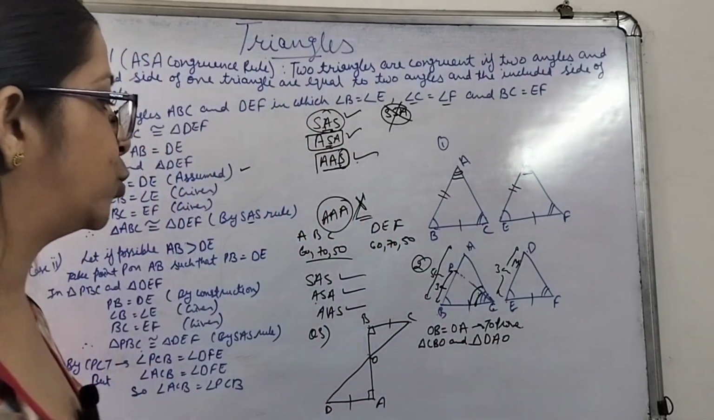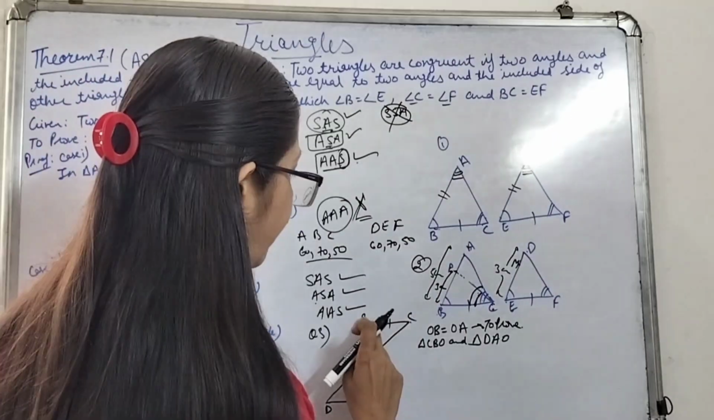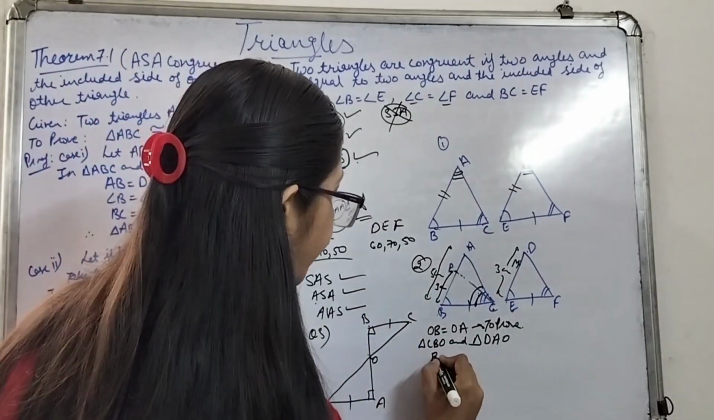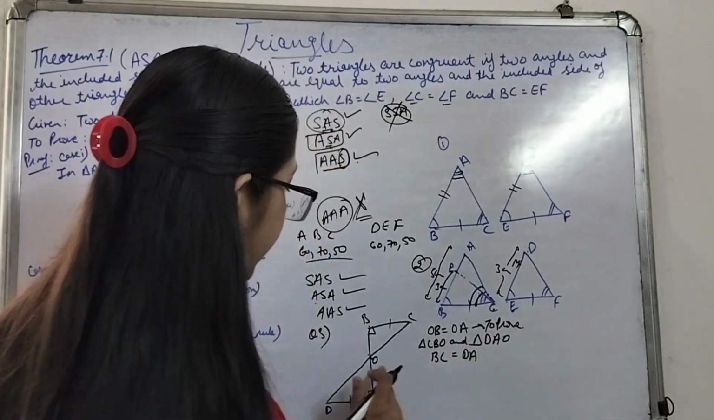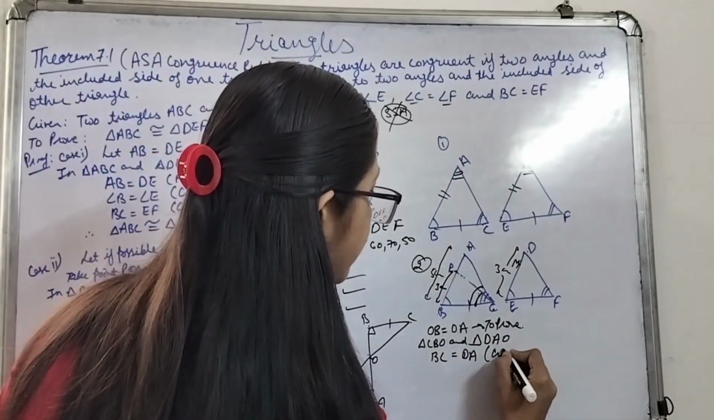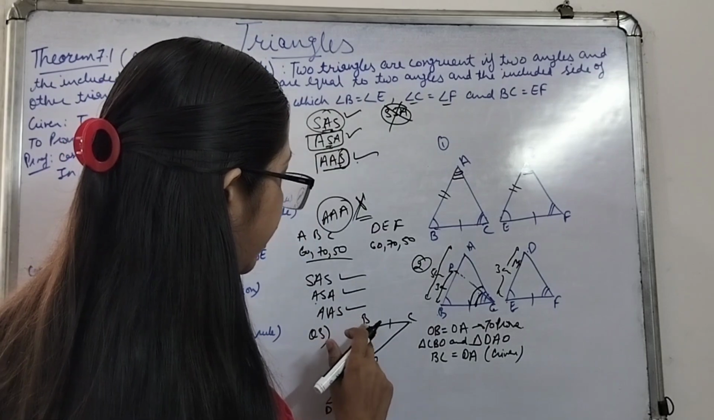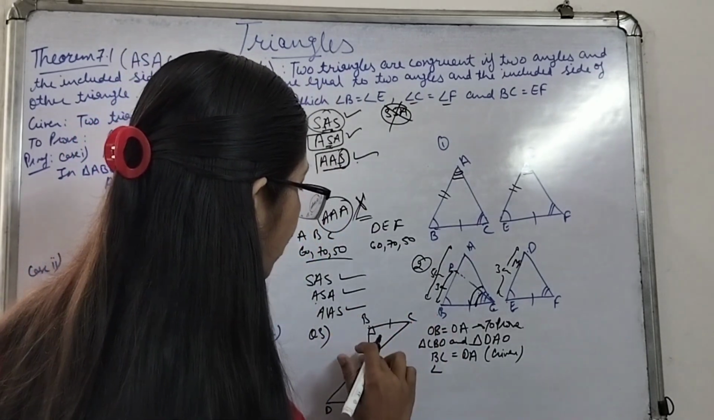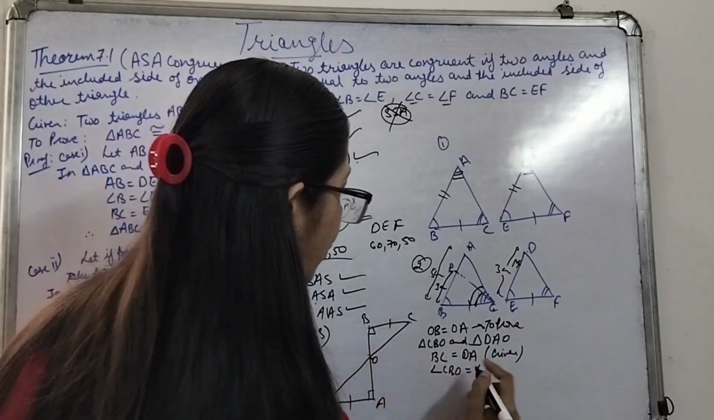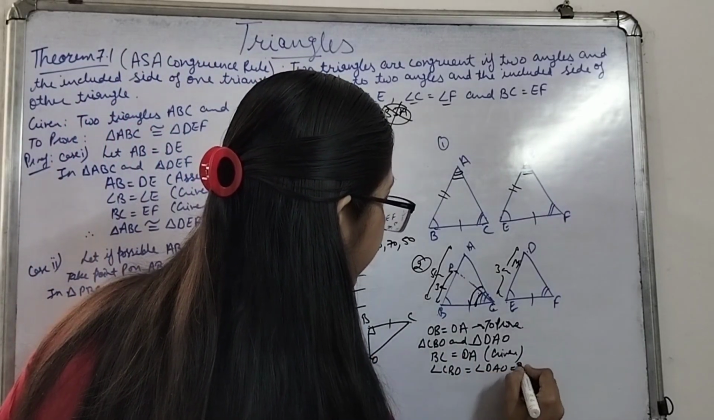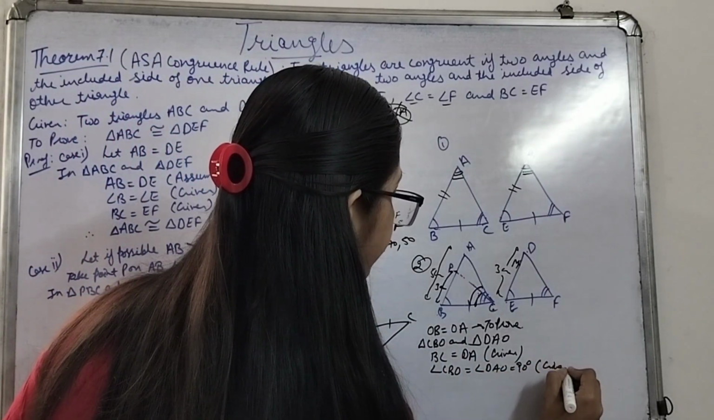If we look at these two triangles, BC of triangle CBO is equivalent to DA of triangle DAO. It is given to us. Angle B, this angle CBO, is equivalent to angle DAO. Both are 90 degrees. It is given to us.